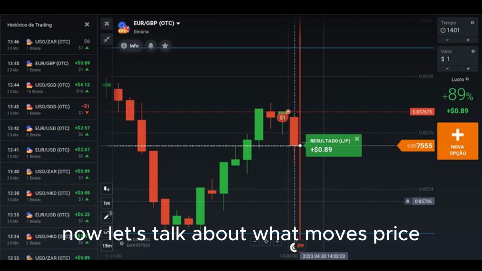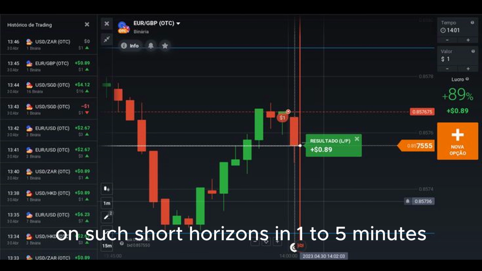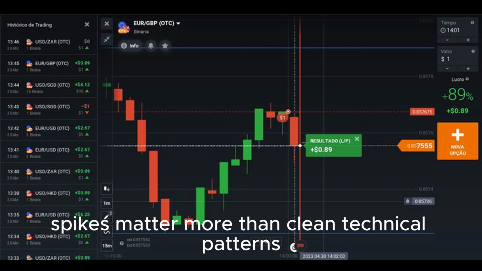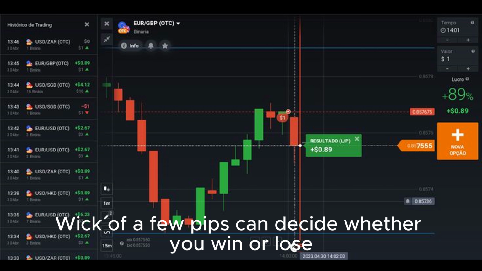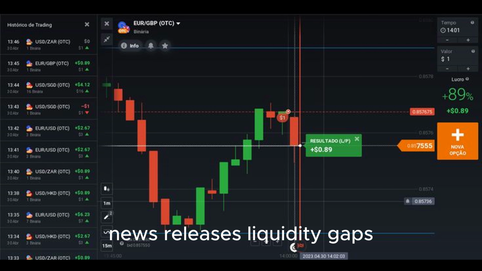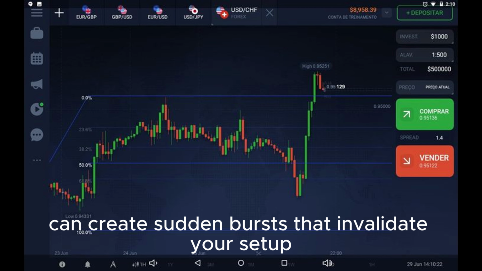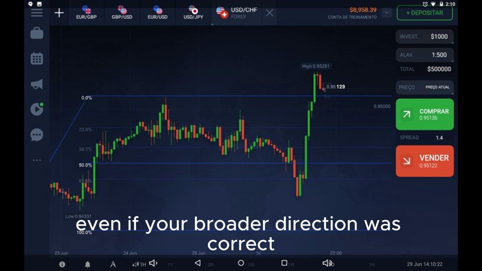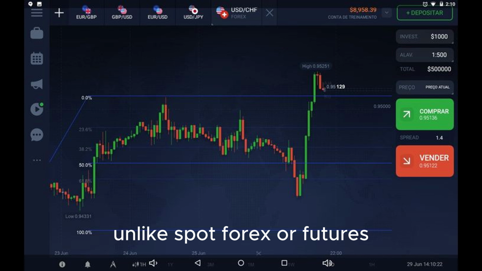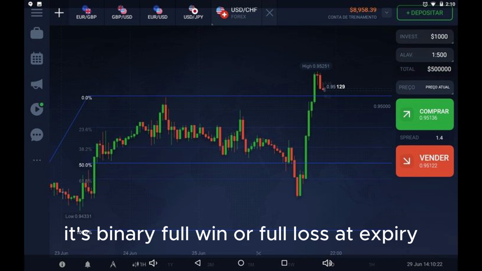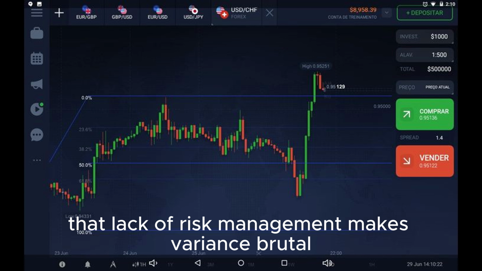Now let's talk about what moves price on such short horizons. In 1 to 5 minutes, microstructure effects, spread changes, and random volatility spikes matter more than clean technical patterns. A candle wick of a few pips can decide whether you win or lose. News releases, liquidity gaps, and market open-close moments can create sudden bursts that invalidate your setup even if your broader direction was correct. Unlike spot Forex or futures, you can't set a stop-loss or partial close. It's binary. Full win or full loss at expiry. That lack of risk management makes variance brutal.